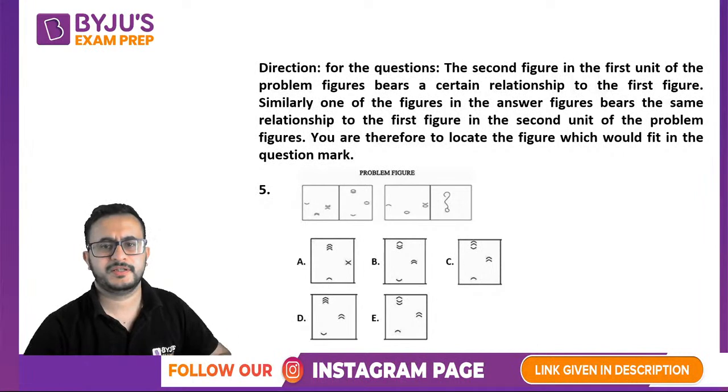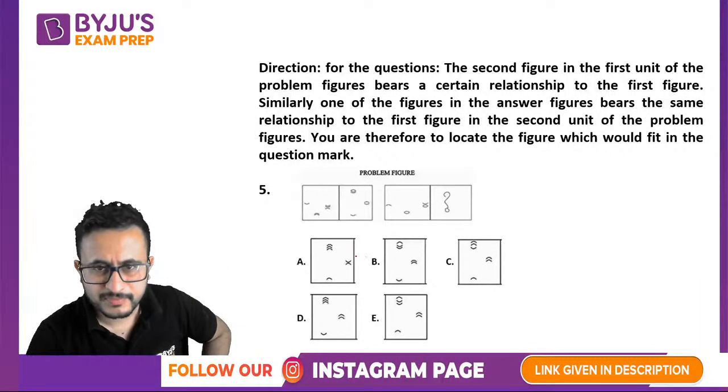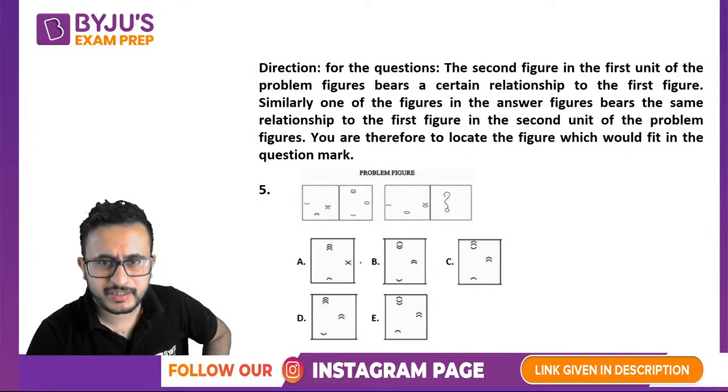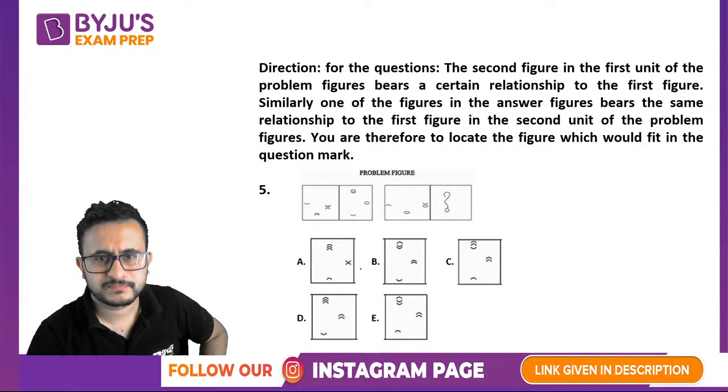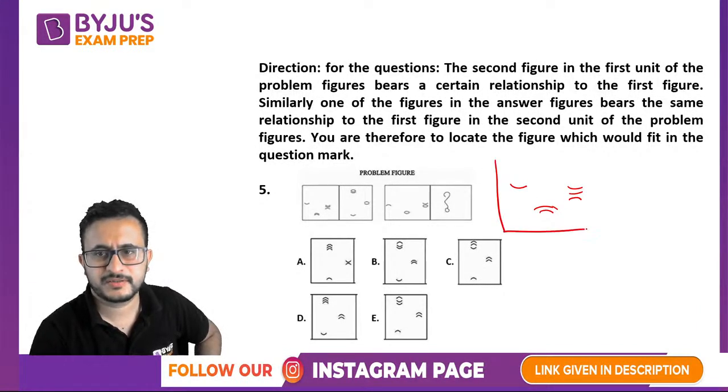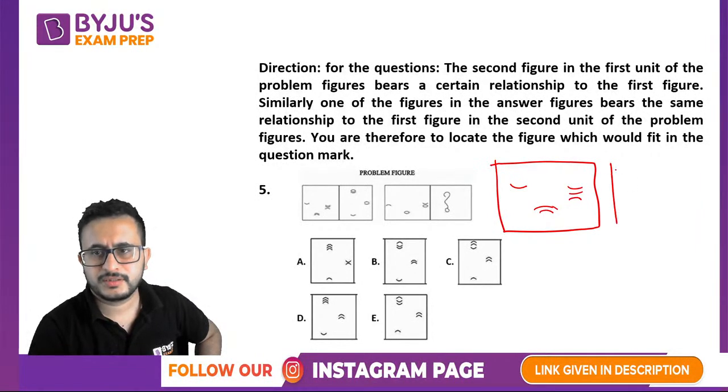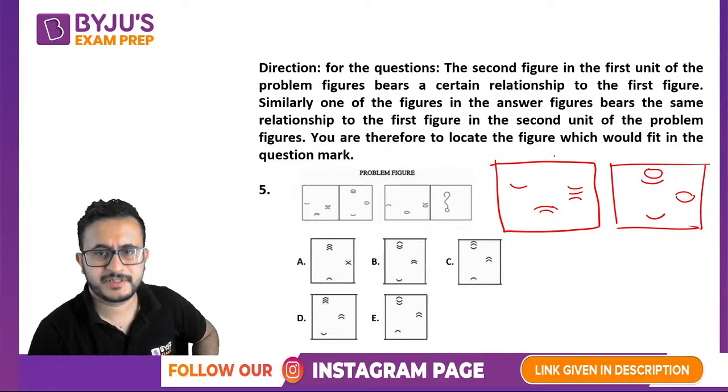Okay. So in this figure, we have to make the analogy. This figure does not look very clear to me. So in the first figure, one is this. There are two lines like this, three lines like this. This is the first figure. Okay. This is the second figure. Okay. This is first and second.